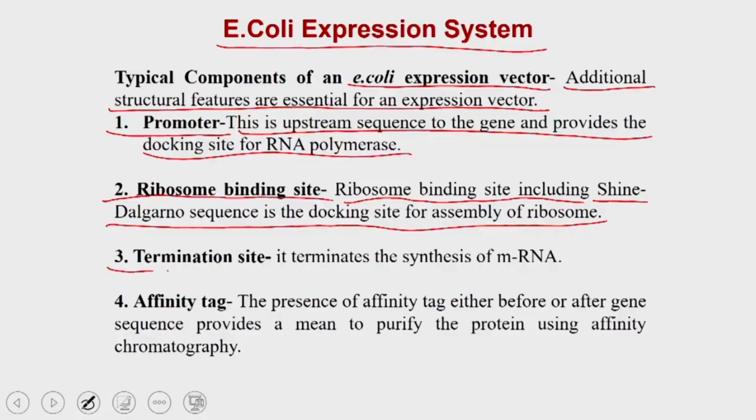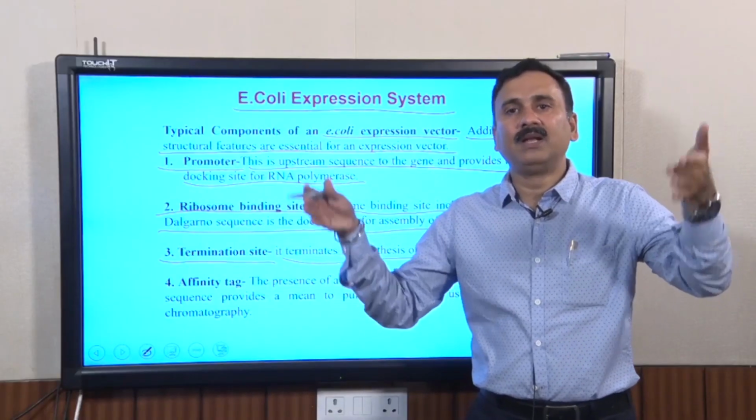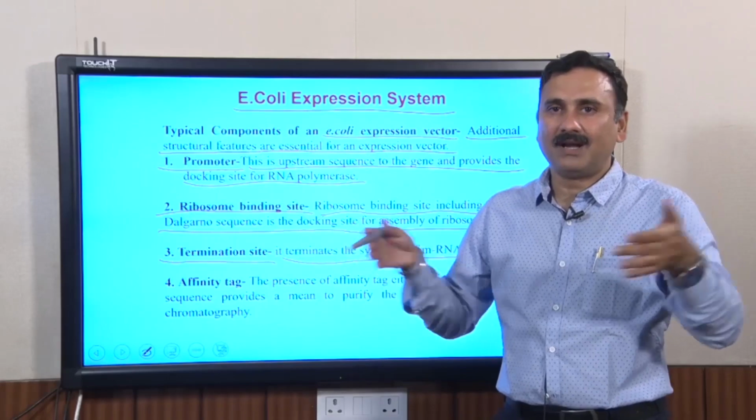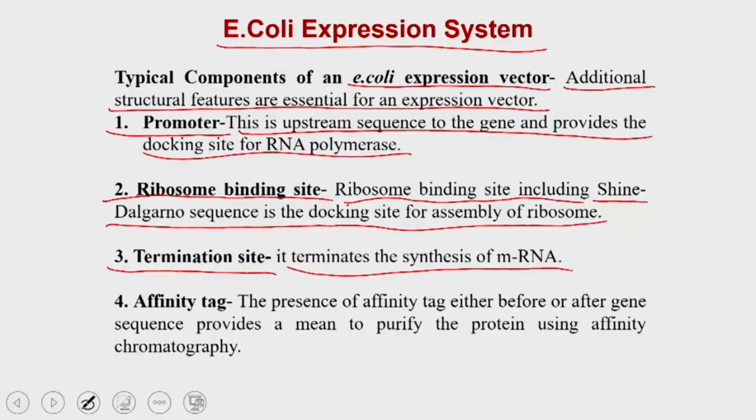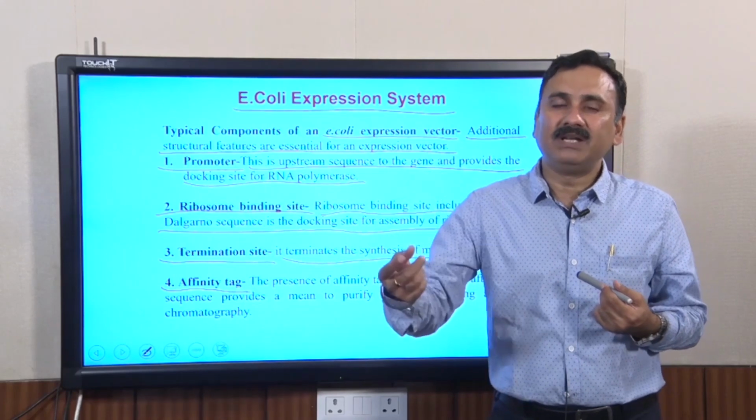The third is the termination sites, because once you start the synthesis of transcription, you have to terminate, so that you are going to get the fully matured messenger RNA. And then at the end, because you also want to facilitate the purification of that particular proteinaceous factor, you could also put the affinity tags.